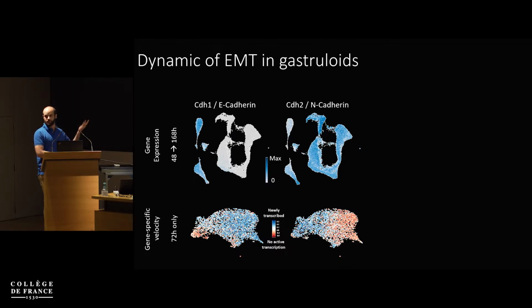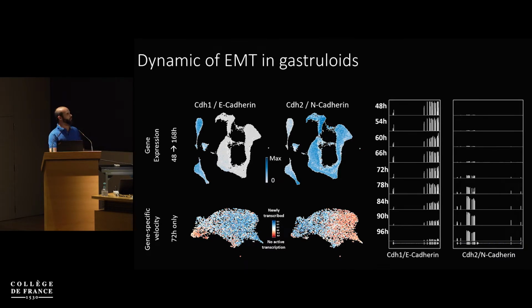And so when you look at E-cadherin, you can see this small portion, which is actually the one expressing the nascent mesoderm gene program which I mentioned earlier, begin repressing E-cadherin, while a large chunk of the 72-hour gastruloids starts to transcribe N-cadherin.